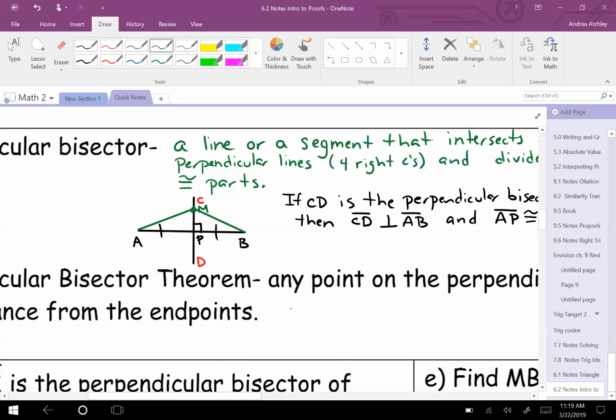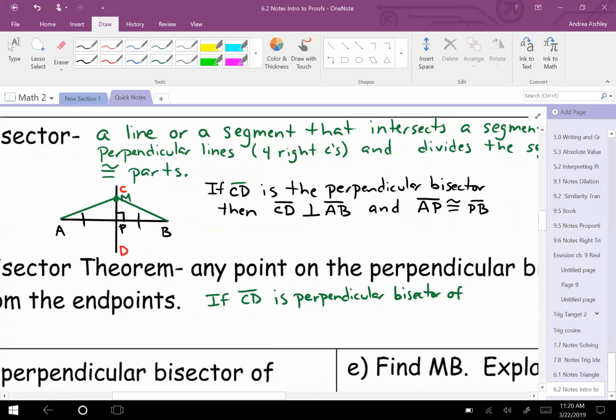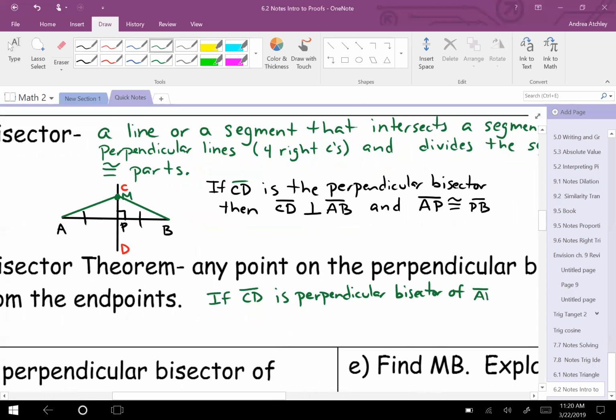So again, we would say if segment CD is the perpendicular bisector of segment AB, then segment MA will be congruent to segment MB.